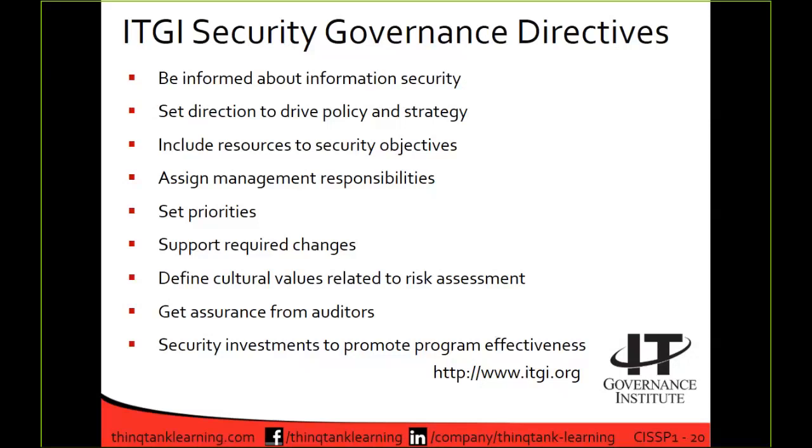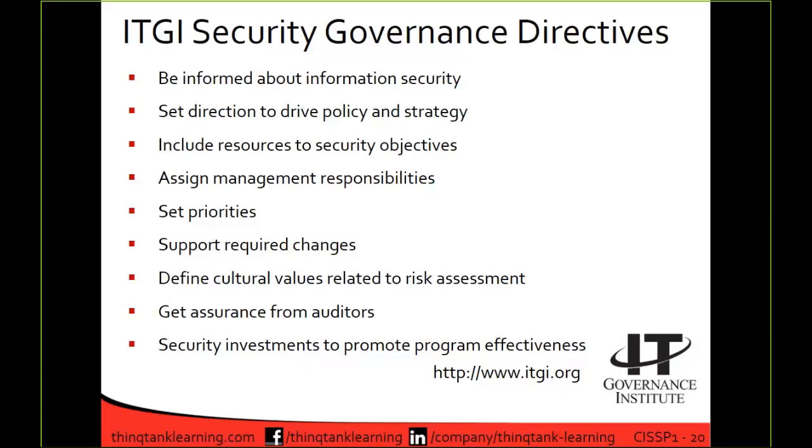Support required changes, meaning you know that you want to meet these particular objectives. You know that these are the guidelines you have to follow to meet those objectives. Make sure you have things in place to support those required changes, which could include technical controls, administrative controls, and physical controls. Could include training. It could include knowledge transfer, etc. Define cultural values related to risk assessment. What does that mean?